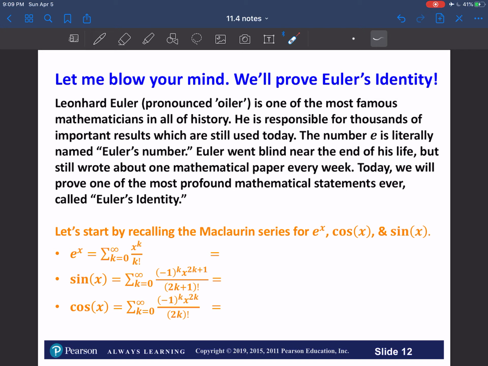Today, we're going to prove one of the most profound mathematical statements ever, and that is Euler's identity. The first thing we're going to do is recall the Maclaurin series for e to the x, cosine of x, and sine of x. The Maclaurin series for e to the x is the sum from k equals 0 to infinity of x to the k over k factorial. We can write this as 1 plus x plus x squared over 2 factorial plus x cubed over 3 factorial plus x to the 4th over 4 factorial. I think I'm actually going to give myself a little bit more space.